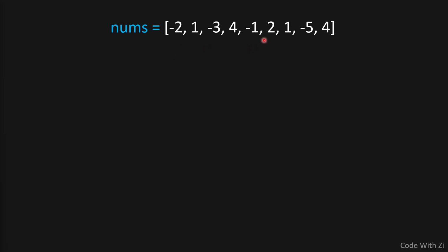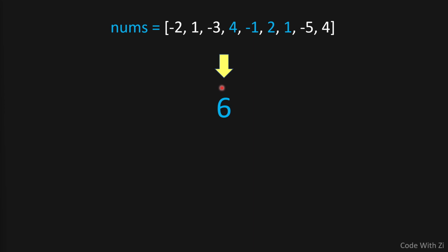So we're given this array here, and we have to return 6. Why 6? Because if we come up with these numbers, which is basically a subarray that we have here, the sum of these numbers is going to give us 6. And that's why we're returning 6. So we have to find the maximum subarray inside this array, and then return the sum of the elements inside of the subarray.